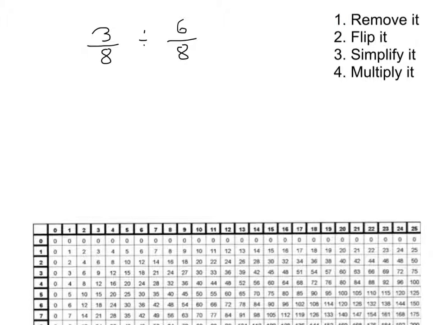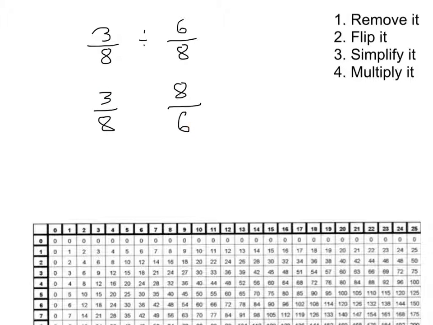Okay, so the first step is for us to remove the sign, so we don't want that anymore. The second step says flip it, so we want to change the denominator and put it on the top for the second fraction, and then the numerator will now be on the bottom. Okay, and now we need to simplify it, so we want to simplify going this way, diagonally.